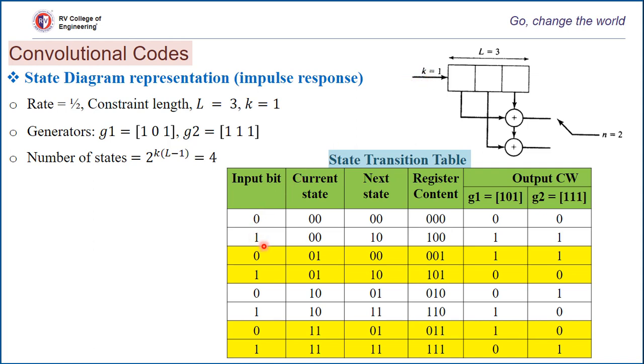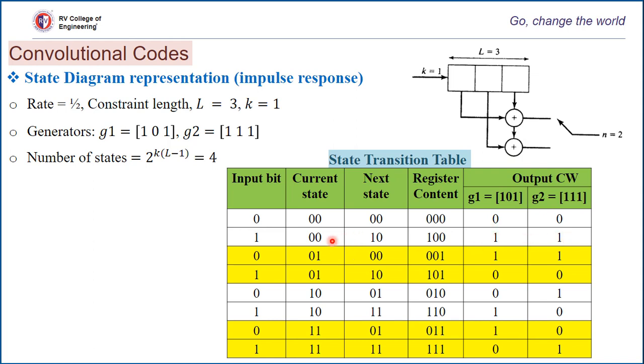The incoming bit is 1. If the current state is 00, the memory register content would be 100, and the output is found by using the outputs of these modulo 2 additions. As you know, if this is 1 and this is 0, the addition will give you 1. If this is 1, 0 and 0, the modulo 2 addition of all the three contents of the memory register will give you another 1, and hence the outputs of the generators would be 1 and 1.